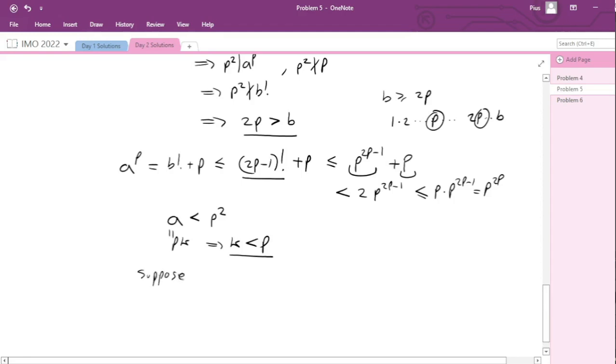Now suppose we have that k is not 1. Then k is going to have a prime factor because it's not 1. So from this prime factor q, since q divides k, it must divide a, because a is k times p. So q divides a. And also, q is less than or equal to k, and k is less than p, so q is less than p, which means that q as a prime doesn't divide p.